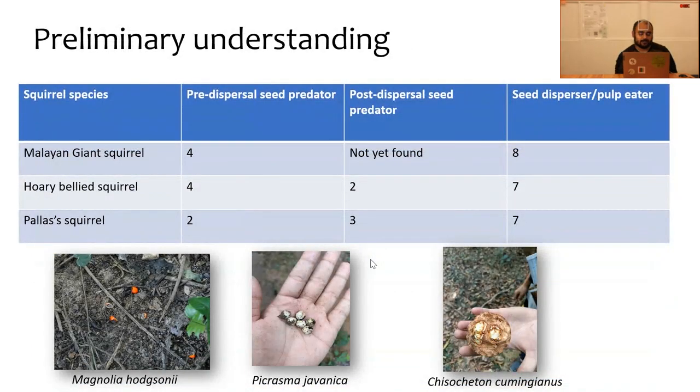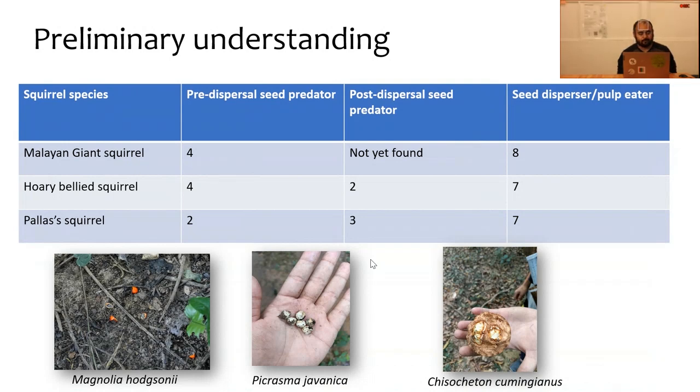Now, the squirrels: I started to look at squirrels in more detail because in the tropical literature and previous knowledge, they are generally noted in those papers and books as seed eaters. But in my study site, I am finding that they eat the seeds of some species, acting as post-dispersal seed predators, but they are mainly pulp eaters.